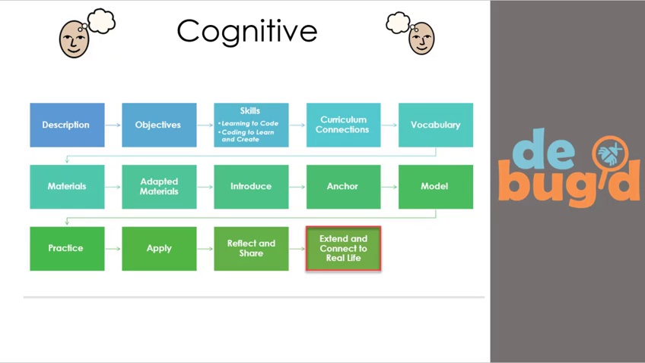We spoke about the importance of the coding to learn skills that can generalize to activities of daily living. The extend and connect to real life part of the lesson provides ideas for this important piece. This does not usually happen without our support to make those connections.